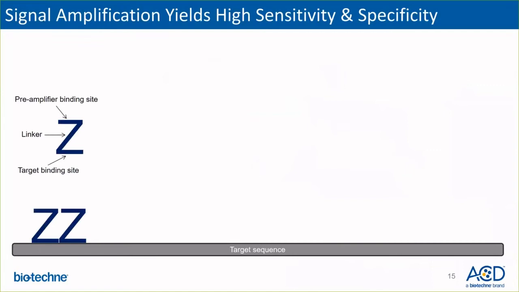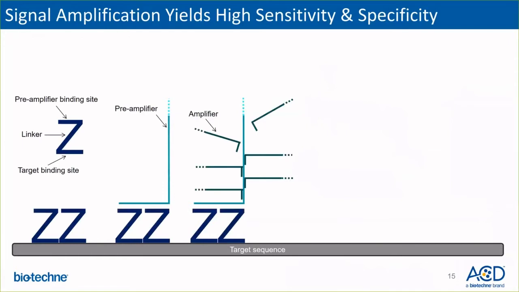Here is a schematic showing the hybridization and the subsequent amplification of RNAscope assay. The double Z probe will bind to the target mRNA transcript. Once a double Z probe binds, it serves as a foundation and binding site for the pre-amplifier molecule. Once the pre-amplifier is bound, it serves as a binding site for the amplifier molecules.